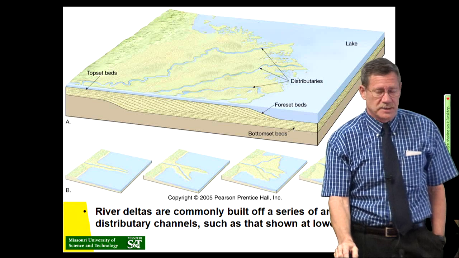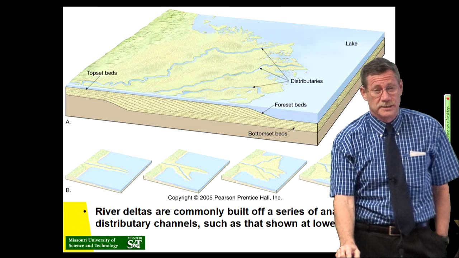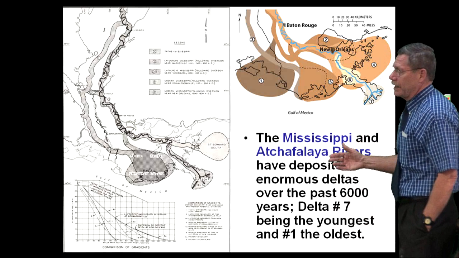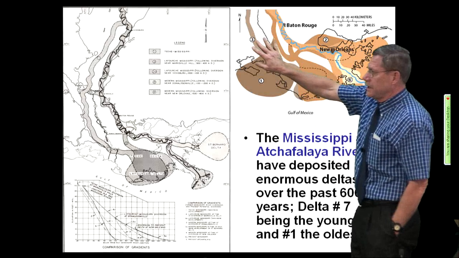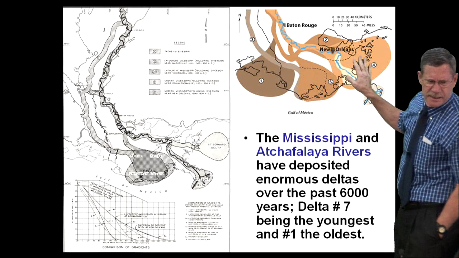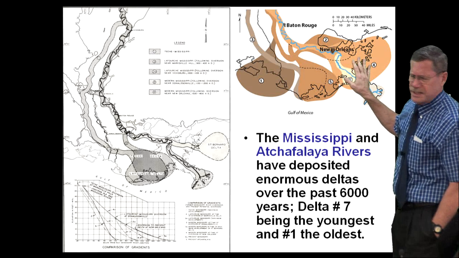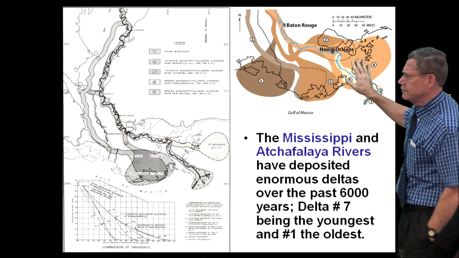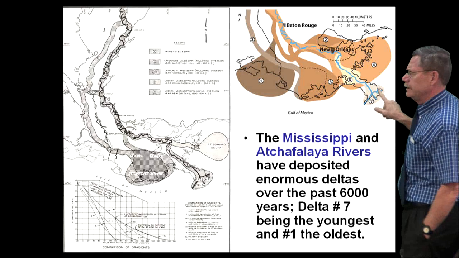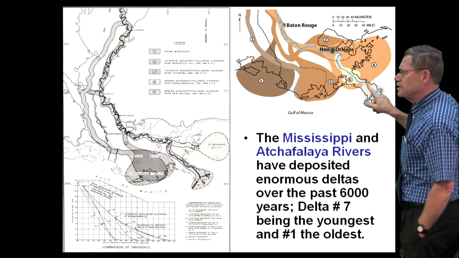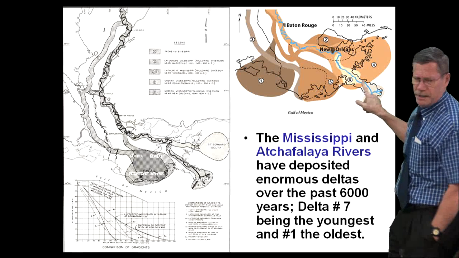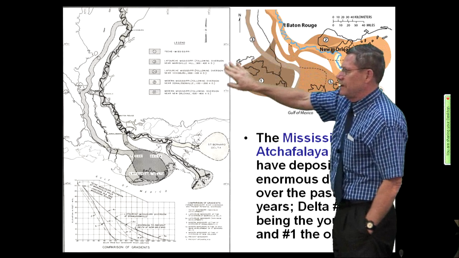I mean, and most of it 1,000 years ago. So that wasn't even there 2,000 years ago. If we look at the Mississippi and Atchafalaya rivers, and we look at these deltas, they've actually gone back and dated the various deltas here. And you can see delta number 7 is the oldest. So delta number 7 is the one that's way out here. Excuse me, delta 7 is the youngest. This is the one that just came out here where the modern delta is. And number 1 is the oldest, and that's the Atchafalaya.